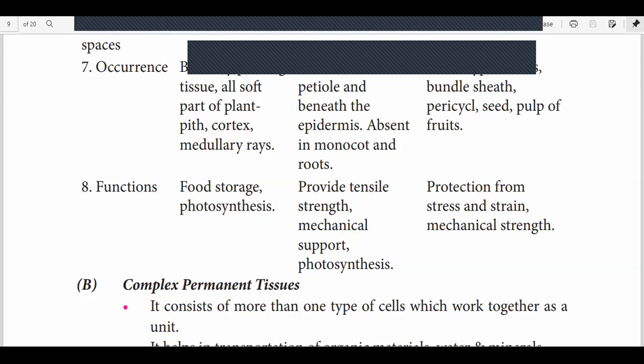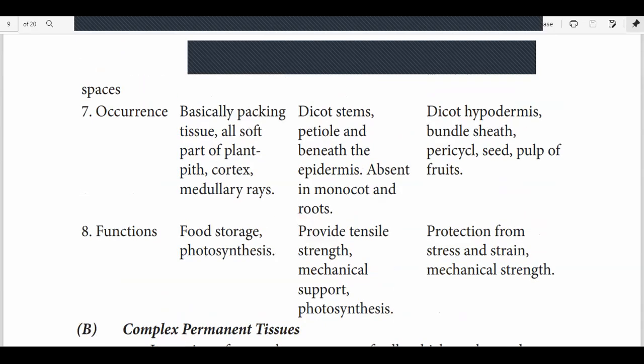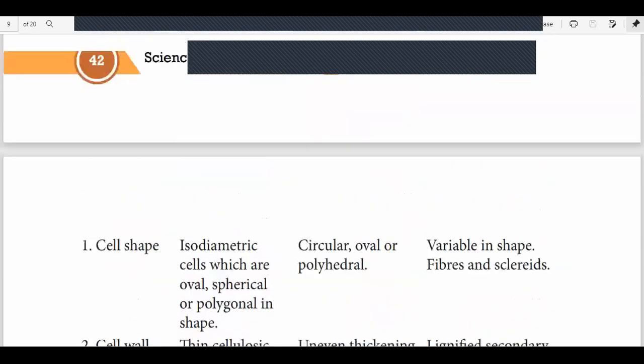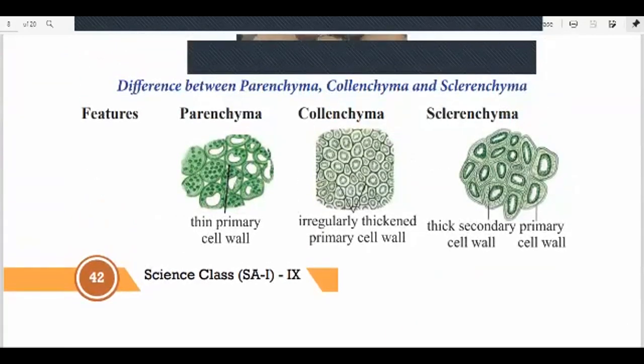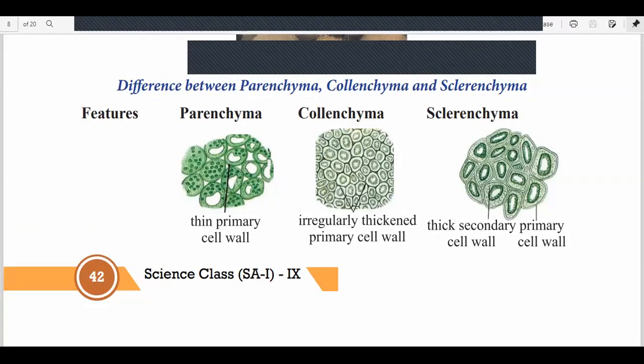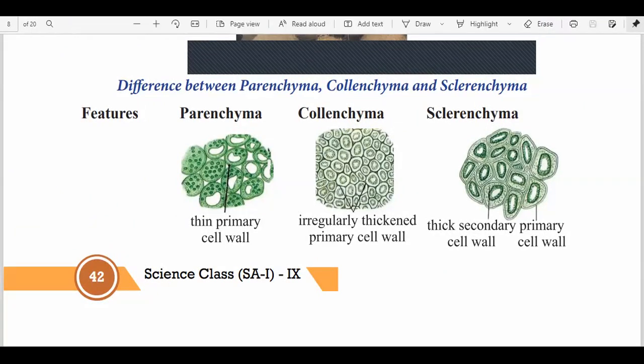That's all we had, that we have studied about the types of simple permanent tissue. So did you understand the difference between parenchyma tissue, sclerenchyma tissue and collenchyma tissue? Did everyone understand the difference? You got it, or still having some doubt?